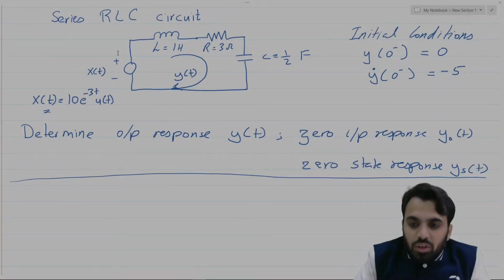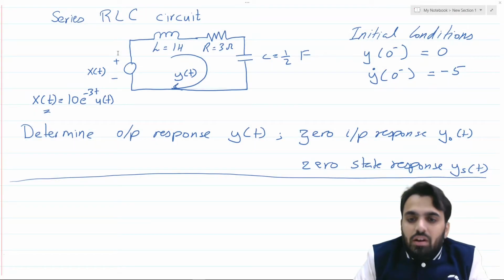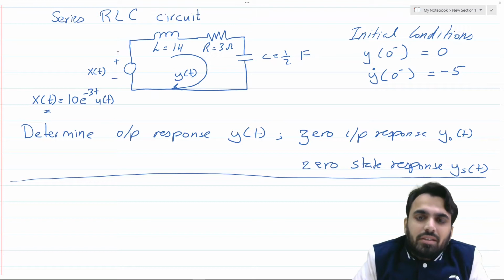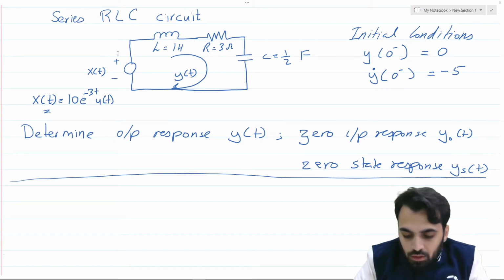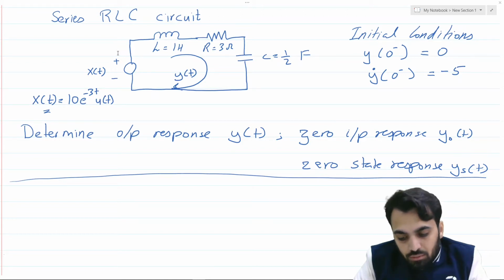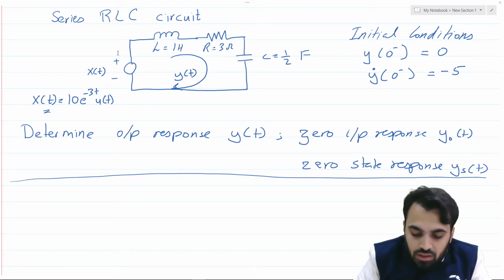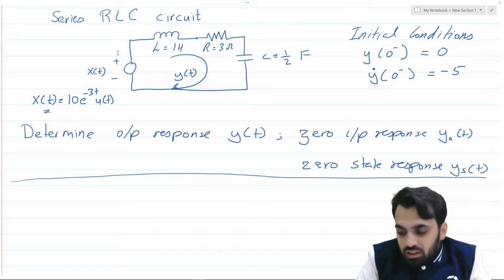So in this video, we are going to look into a series RLC circuit, and we would be analyzing and characterizing this circuit by means of a Laplace transform. So we have a voltage source that is x of t, and in the series we have an inductor of 1 Henry, resistor of 3 ohm, capacitor of 1 by 2 farad, and we are having a loop current of y of t. The input considered over here is simply 10 e minus 3t u of t.